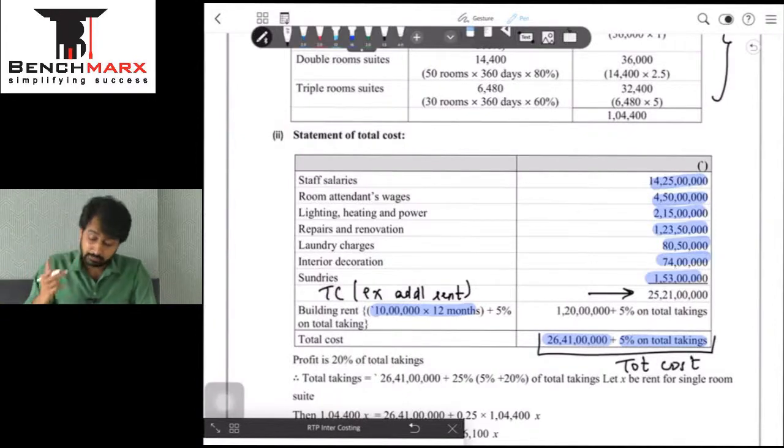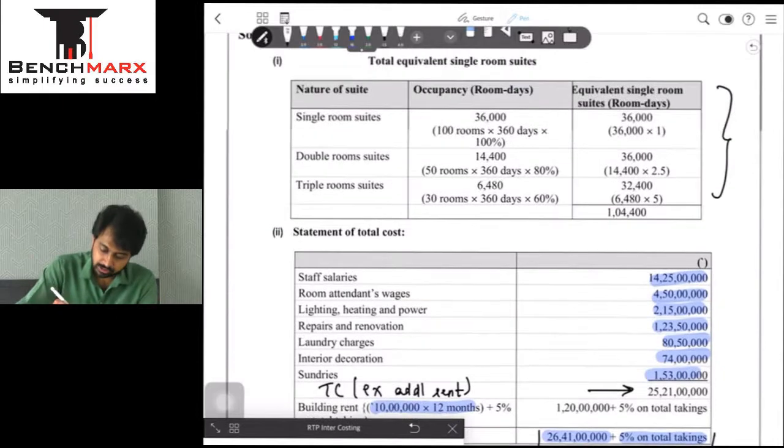Now tell me, how will we get sales? Does sale depend on number of room days? I would say yes, because room days into respective tariff is my revenue. So first let us find the room days. Now room days, how do you find the room days?